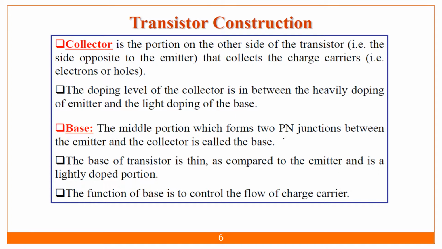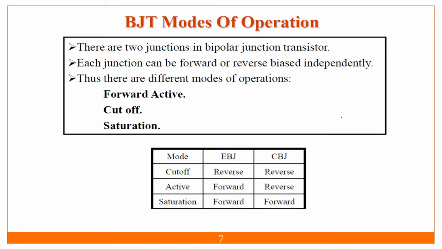From this you have to give me the answer to this question: according to doping, in ascending order from lower to higher, arrange emitter, base and collector. I am watching your comments, so you have to comment your answers. I will give you 5 to 10 seconds. If you are getting the thing, then you can definitely answer this question.